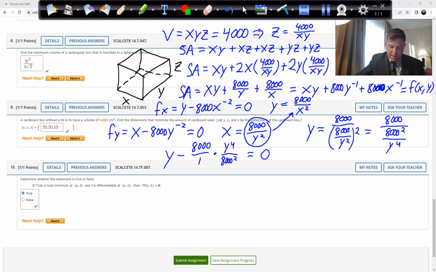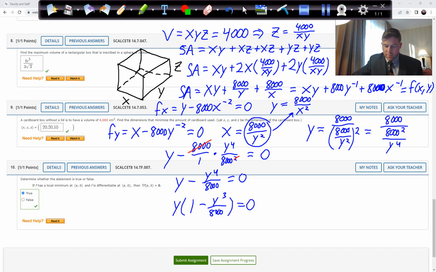Now the 8,000 on top will cancel one of these 8,000s here, and we're going to get y minus y to the 4th over 8,000 has to equal 0. And we're going to factor out a common y and get 1 minus y cubed over 8,000 has to equal 0. Now there's two solutions to this. One is when y is 0. But I argued before that we shouldn't let that be a solution for a previous problem, because that means this box would have no y dimension and therefore would be a flat piece of paper. So the only thing that makes sense is if we set this bubble equal to 0.